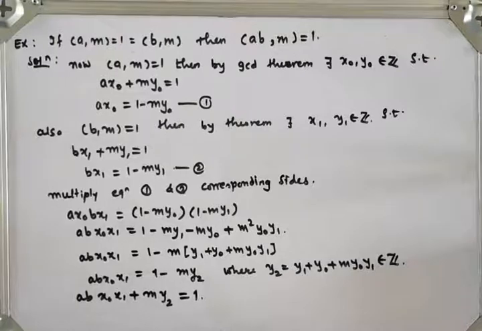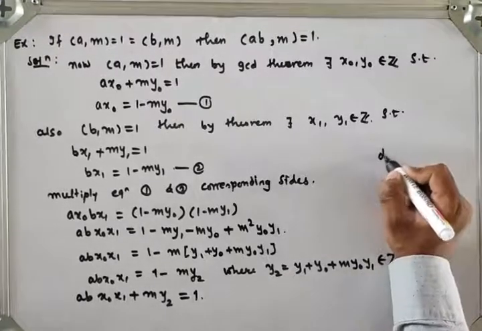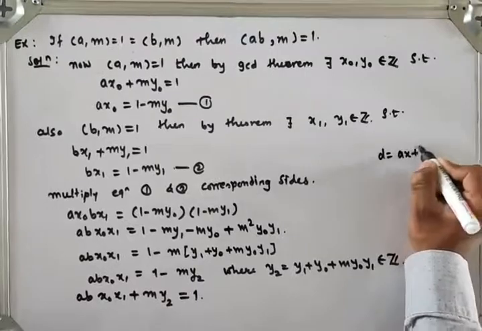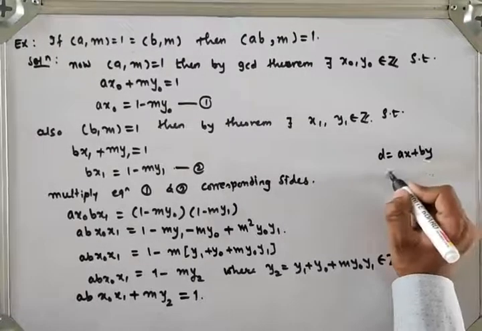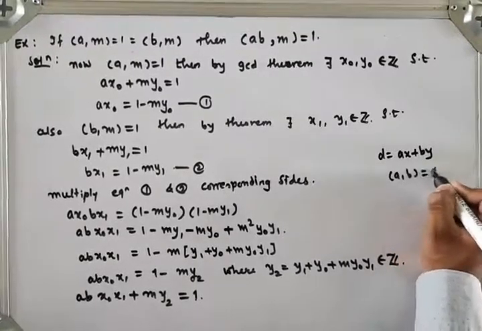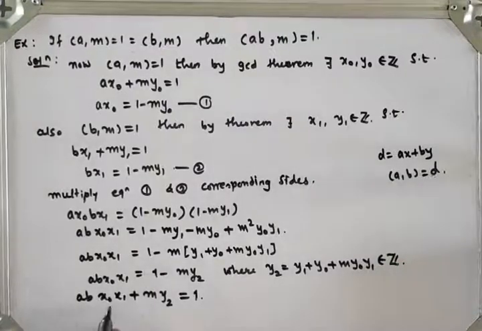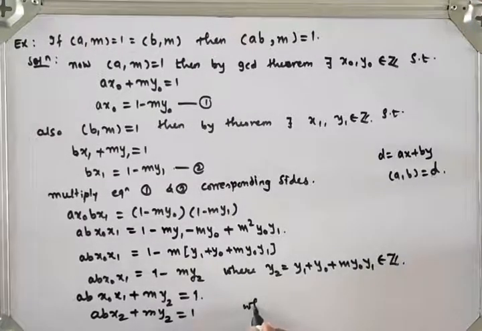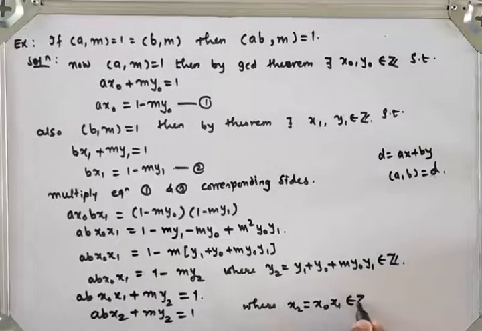Then by GCD theorem, what is the GCD theorem? If d is equal to ax plus by, then we write GCD of a and b is nothing but d, right? So here a into b x naught x1 plus, so x naught and x1 are integers, so I will write it as x2. So a into b x2 plus m into y2 is equal to 1, where x2 is equal to x naught x1 belonging to the set of integers.